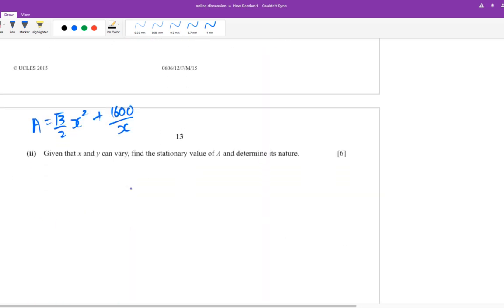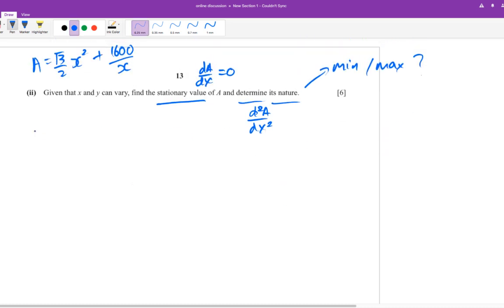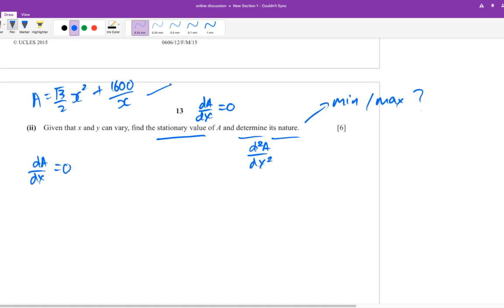They ask you to find the stationary value. You know dA/dx should equal 0 because of stationary. Stationary can mean maximum or minimum. It doesn't say, so you have to determine, that means you have to decide whether it is a maximum or minimum. Whenever they ask you to determine, you basically need to differentiate a second time. All this is the basic information you should know. So the first thing is I will do dA/dx equals 0 first. Before I differentiate, I prefer my A in index form. So this is surd 3 over 2 x squared plus 1600 x to the power of negative 1.